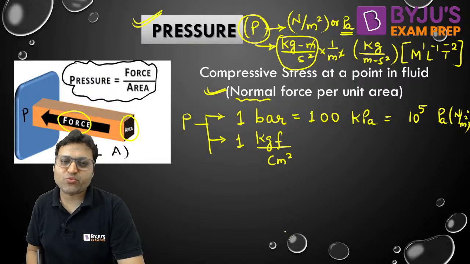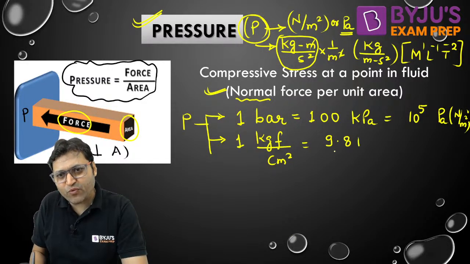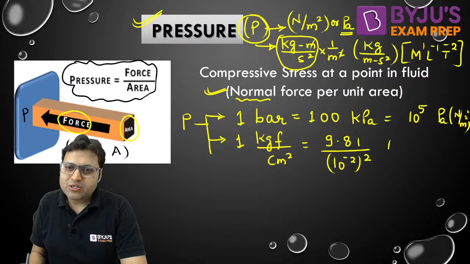kgf per centimeter square. 1 kilogram force is 9.81 Newton. 1 centimeter is equal to 10 to the power minus 2 meter. So this will be Newton per meter square or Pascal.